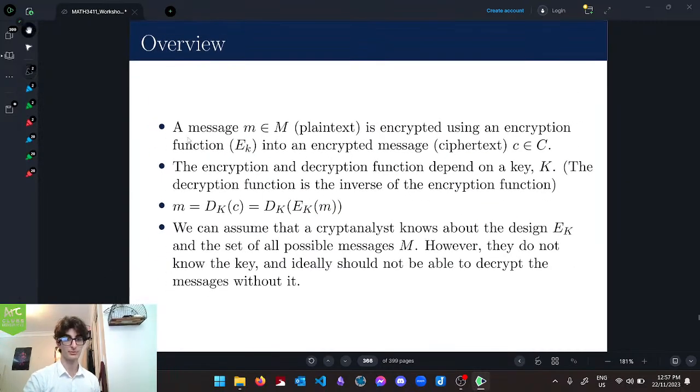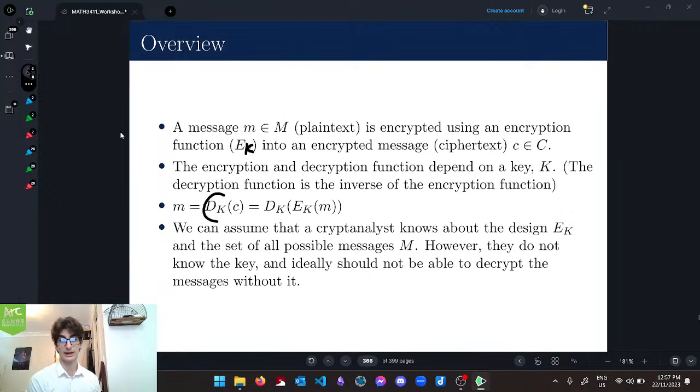So we'll remind ourselves, a message M is plain text and is encrypted using an encryption function E sub k into an encrypted message, or the ciphertext C, which is a part of our word dictionary. The encryption and decryption function depends on a key K. So there should be a capital K down here because it is dependent on our key.